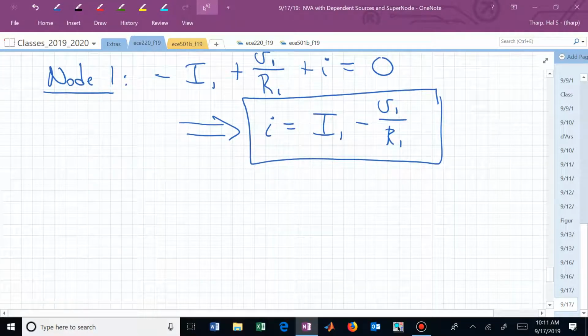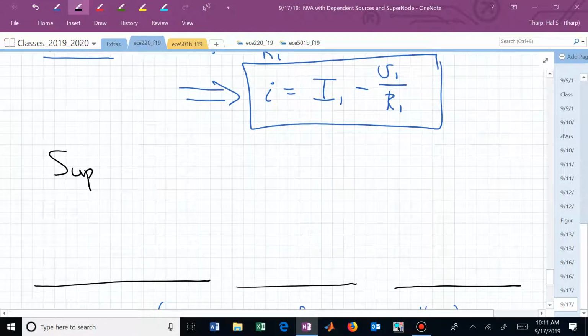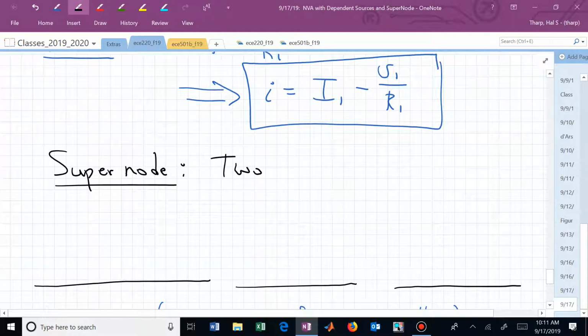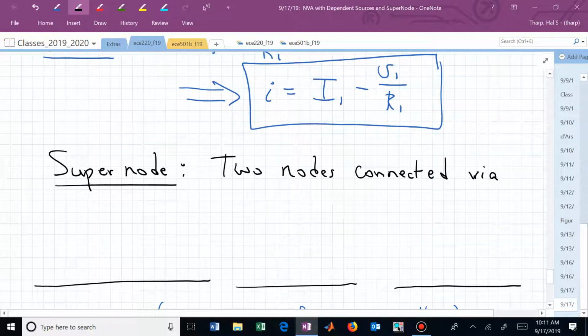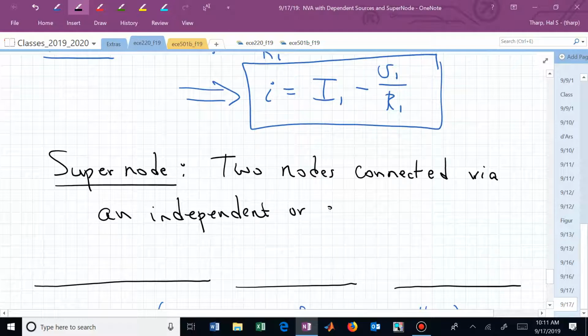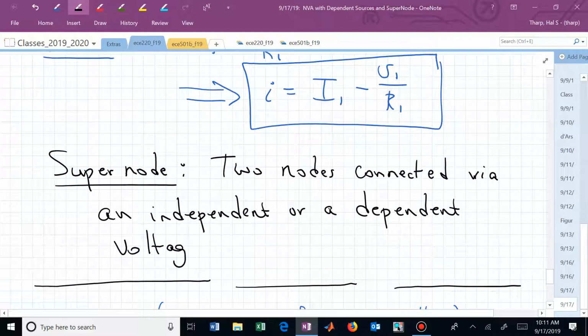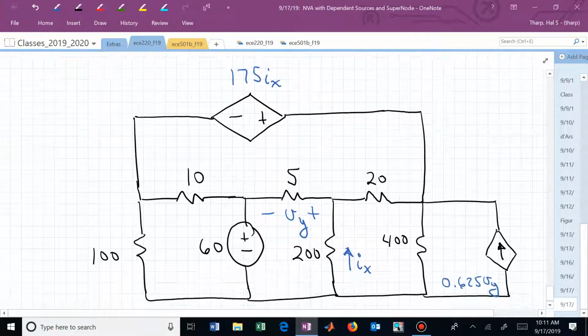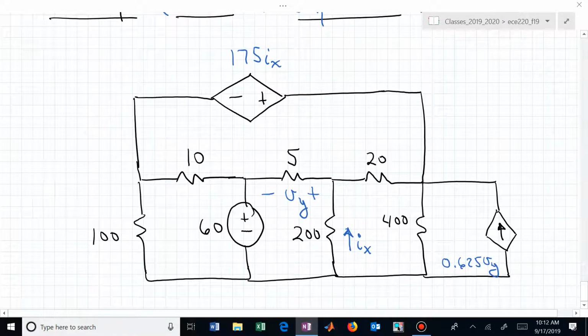Let's just write that down as sort of a conclusion. Supernode. That is going to be established, or basically wanting to be used, when two nodes are connected via an independent or a dependent voltage source. That's the supernode. Let's now see how we might use that to analyze this circuit.